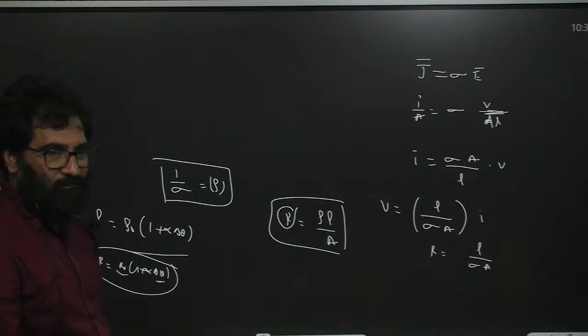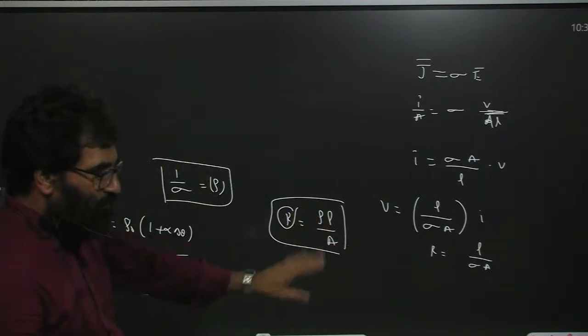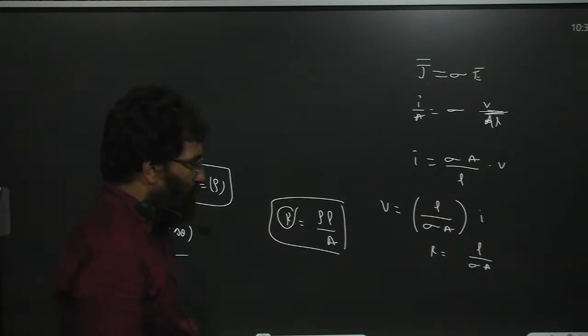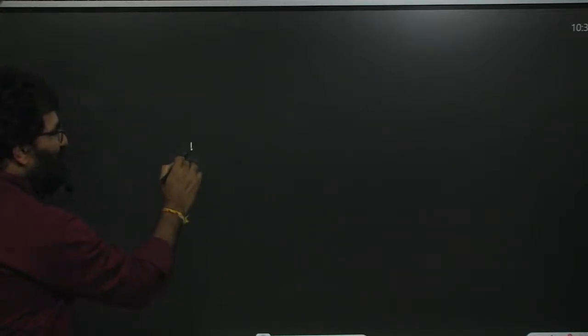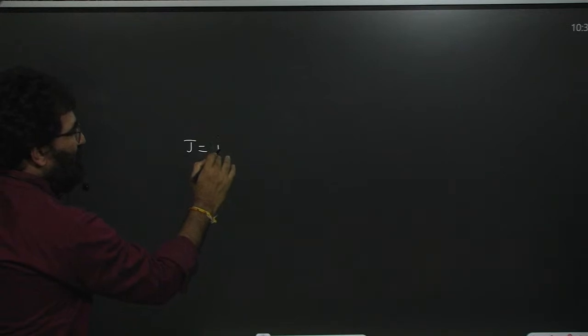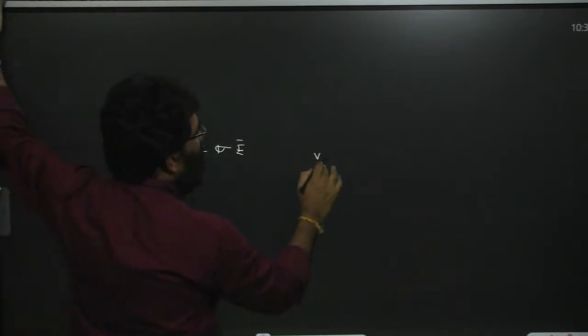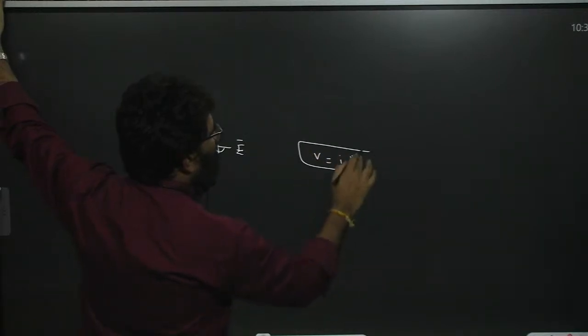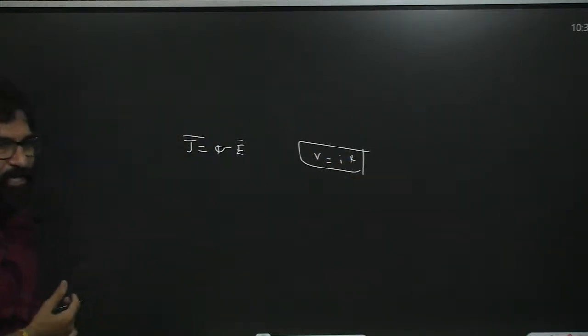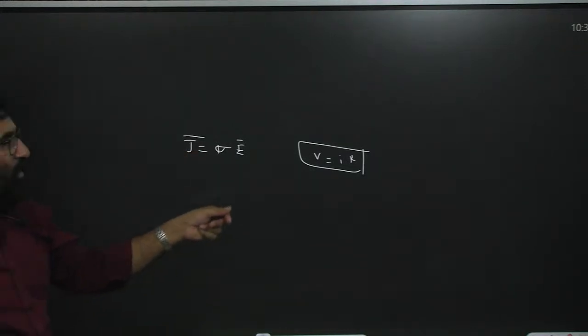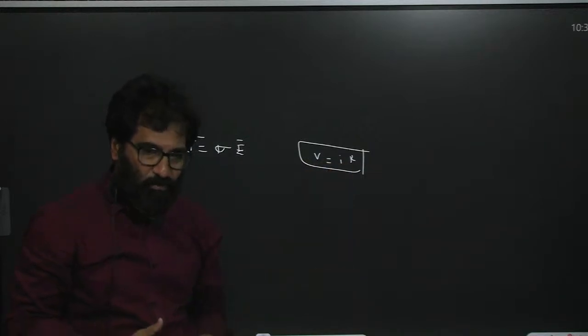I think you understand the drift velocity and conductor properties. The resistance of the conductor is rho L by A. Next, coming to the electric field inside: J is equal to sigma E is the microscopic Ohm's law, and V is equal to I into R is the macroscopic Ohm's law. The microscopic Ohm's law in vector form is J is equal to sigma E, and the scalar form is V is equal to I into R.